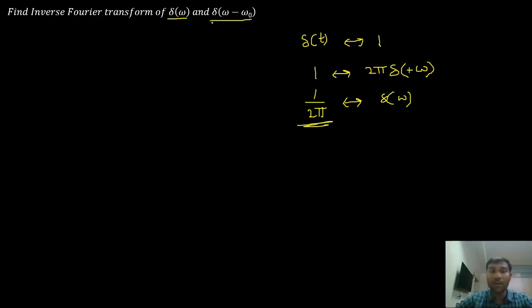Now if I want to find the inverse Fourier transform for del of omega minus omega naught, I have to apply frequency shifting.